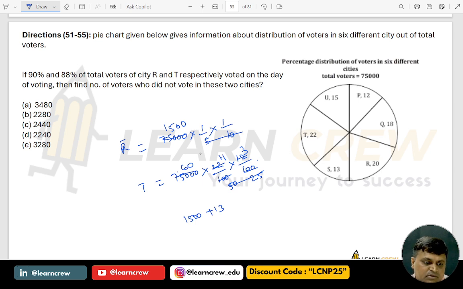Okay. Now what about the next one? Here 1250 × 6 is 7500. So 11 × 3 is 33. 33 into 6 is 1980. 1980. So it is how much? 1500 plus 1980 is 3480.